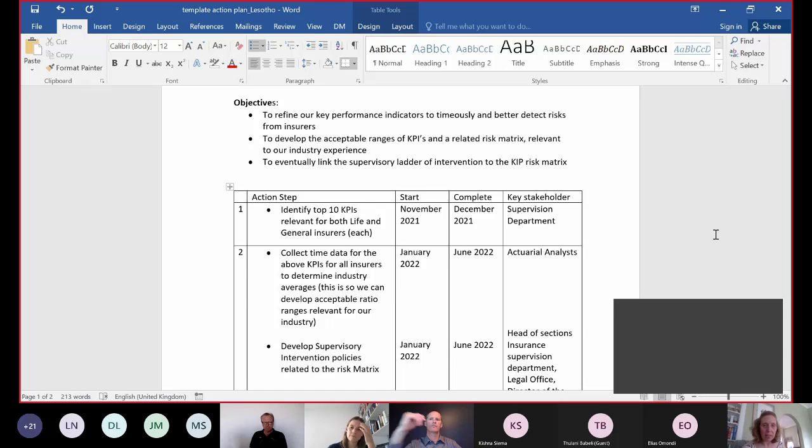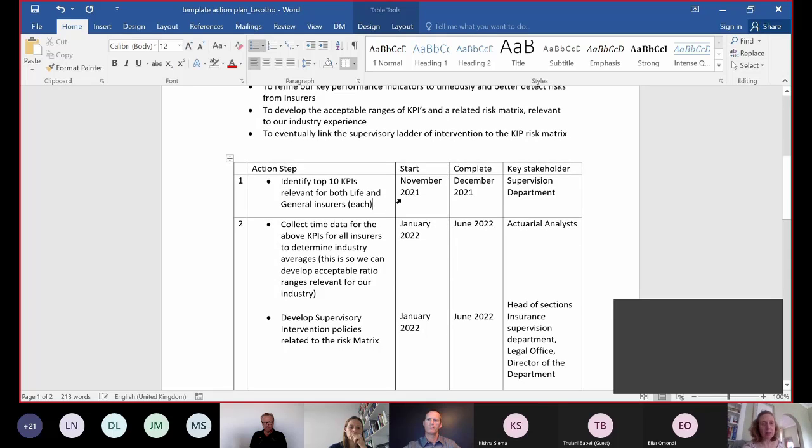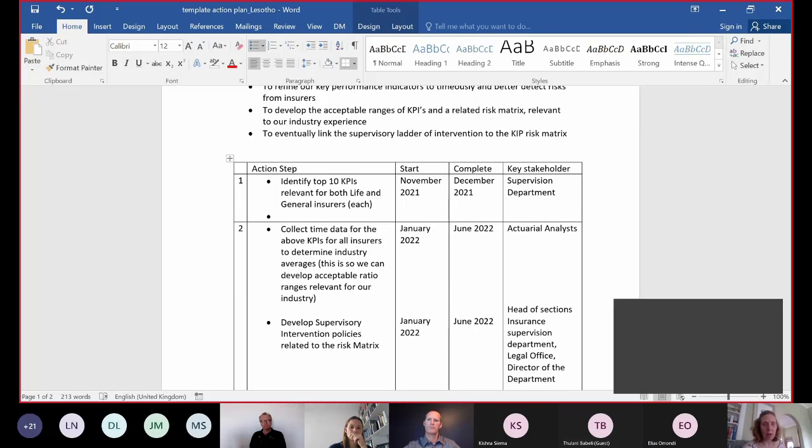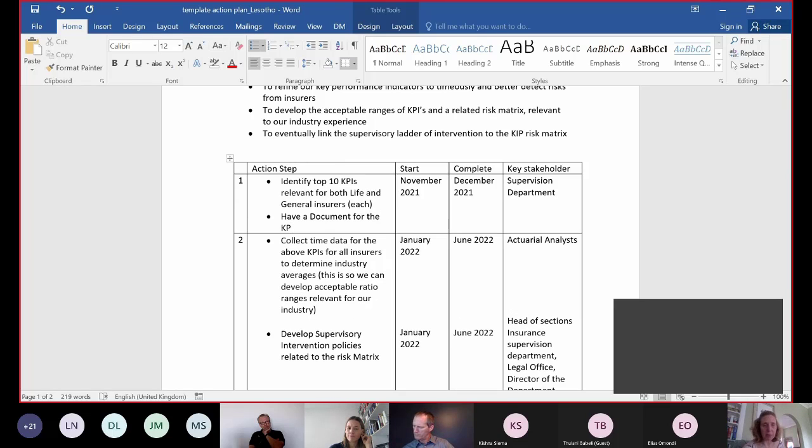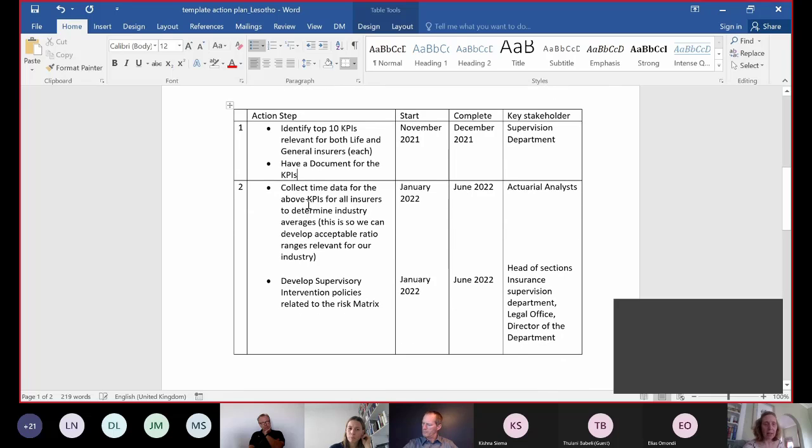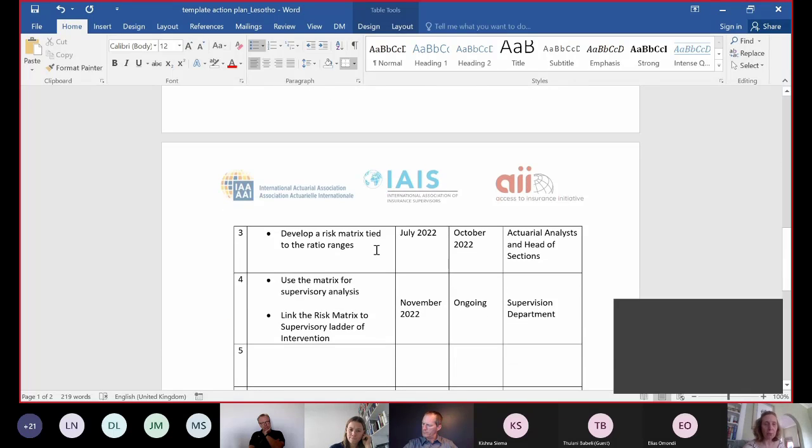Maybe the only 2 things that I would think would be good to add is maybe once you've identified those top 10 KPIs, I think it would be good to have some sort of document so that other people in the team could easily be able to use them, as well as maybe thinking about the type of document that you would also have for your benchmarks and your risk assessments. So that you could actually put down as maybe a deliverable or an output, something tangible for your project.